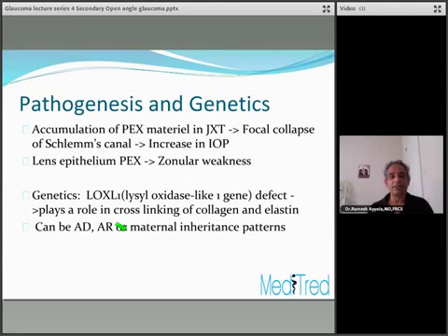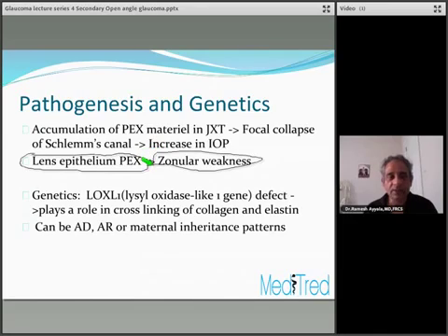Accumulation of PEX or the pseudoexfoliative material, like I mentioned, in the JCT or the juxtacanalicular area, causes focal collapse of the Schlemm's canal, leading to increase in intraocular pressure. Also remember this material, coming out from the lens epithelium in the area where the zonules are attached, could lead to zonular weakness. Okay, so that's the pathogenesis of this disorder.